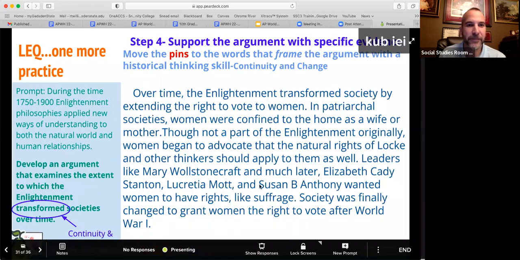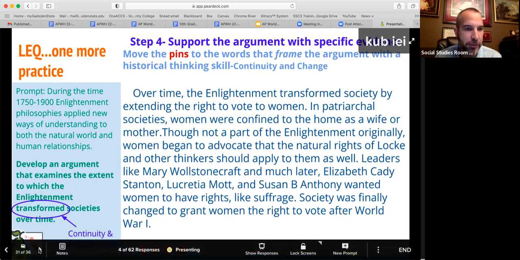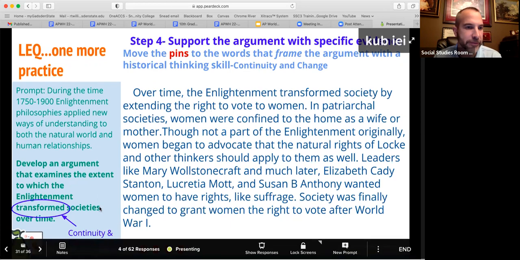Okay, let's go back. Thanks for being patient with me. So again, this is a good way to organize and set up this particular paragraph. Over time, the Enlightenment transformed society and extended the right to vote to women. Notice how it starts with a general, main idea, and then gets more specific, kind of like an upside down pyramid. It's going to drop all kinds of specific, factual information and evidence in there that's going to help us get points. Hopefully the way that you ordered moments ago looks very much like this paragraph.